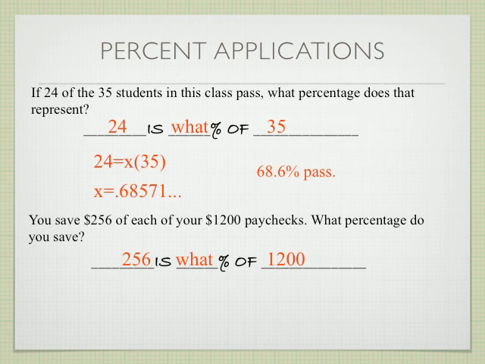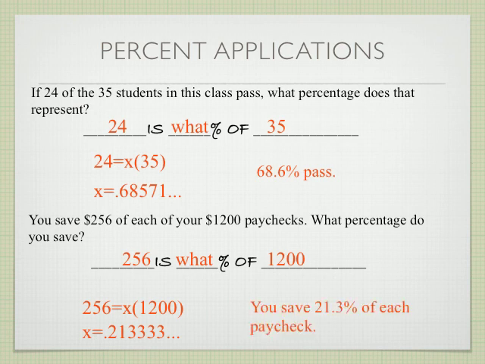Take a minute and read that. Is that really what that black sentence is saying? You save 256 of each of your $1,200 paychecks. What percentage do you save? Yeah, that's what you're asking. You're saying $256 is what percent of $1,200? Okay, translating that black and red sentence, we get 256 equals x times 1,200. x is 0.2133, and remember, x was a percentage. So I want to convert this decimal into a percent, and I get 21.3% of each paycheck. Does that make sense? Yeah, if I save $256 and I make $1,200, that's about 21.3%, or it might not be about 21.3% in my head, but about 20% makes sense.